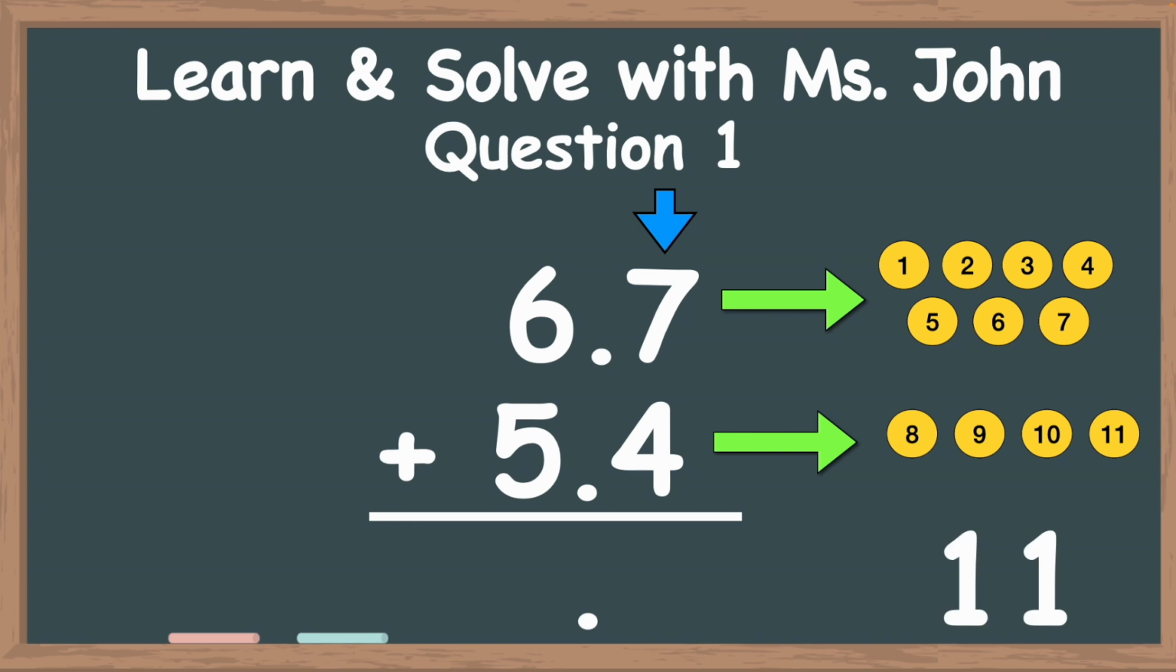Now we're going to take one of the ones and put it in the tenths column of the answer section, and the other one we're going to carry and place in the ones column.